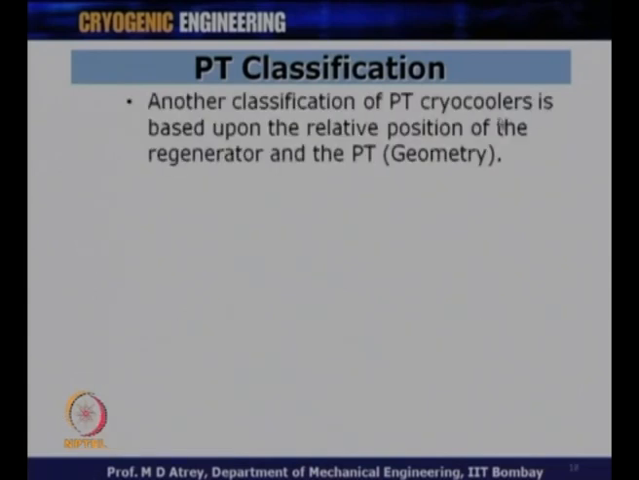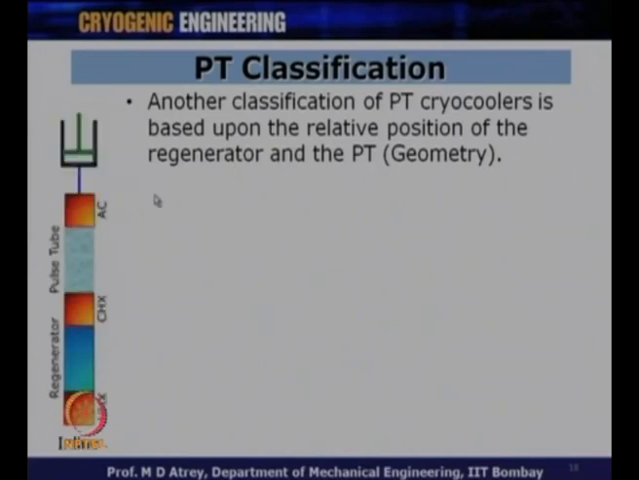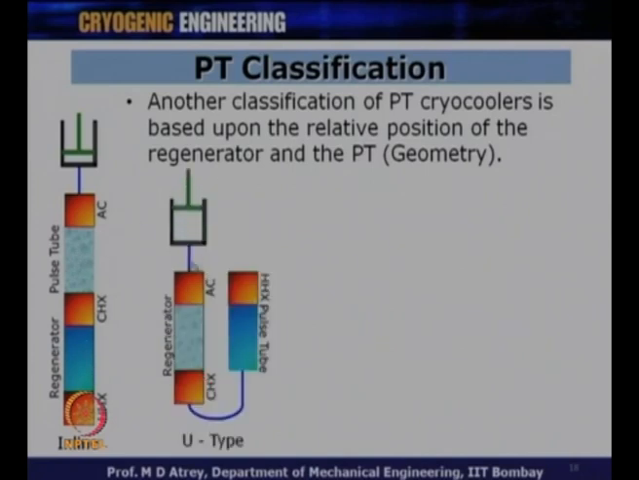Another classification of pulse tube cooler is based on the relative position of the regenerator and the pulse tube, as we had just seen. So, this is my inline configuration, where the pulse tube and the regenerator are in line. The second classification is U-type, where the pulse tube and the regenerator are parallel to each other and a U-type connection is given for the gas flow. So, the gas comes over here, goes to this and comes out. Let us see the merits and demerits of each of these types in the next slides.